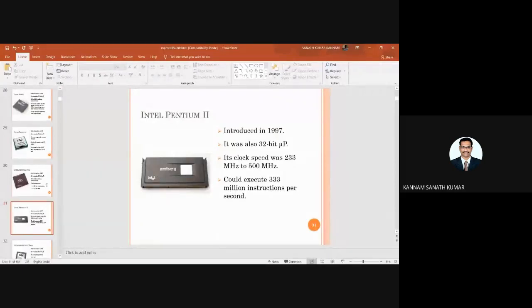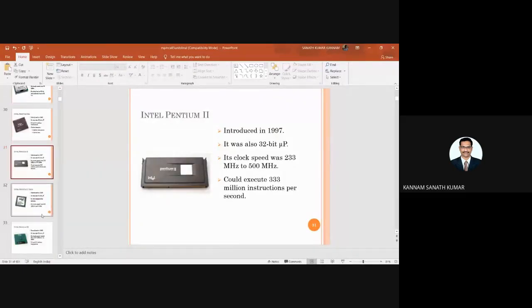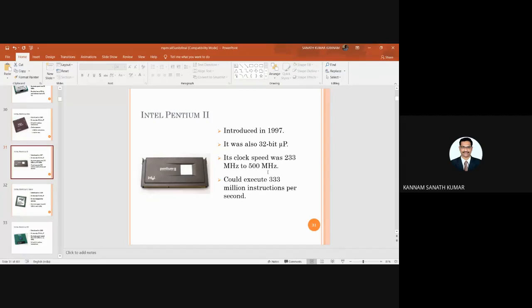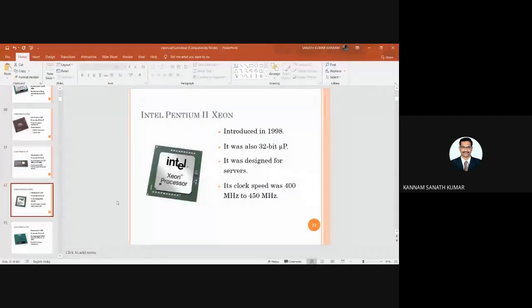This is the Pentium 3 and the Pentium 2 Xeon. If you compare the Pentium 2 and the Pentium 2 Xeon, the difference is only in the clock speed. The Pentium 2 has a clock speed of 233 to 500 megahertz, and for the Xeon it is 400 to 450 megahertz. It is mainly designed for servers.